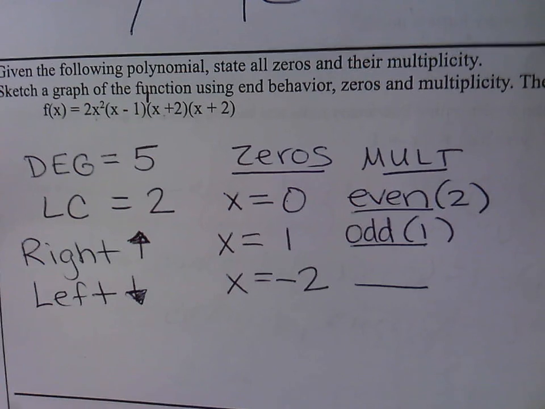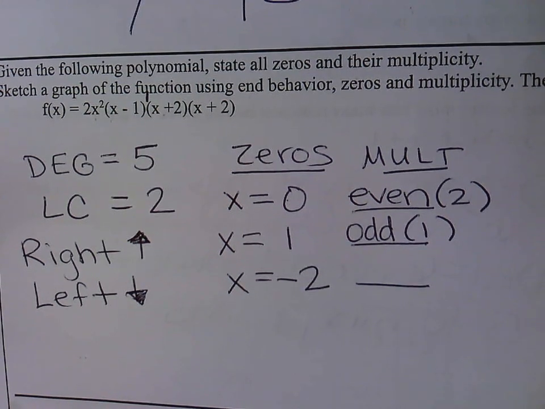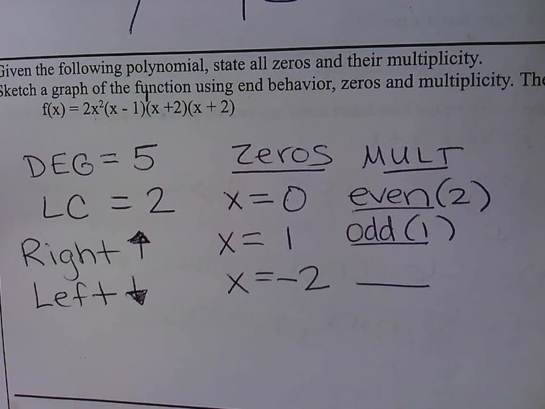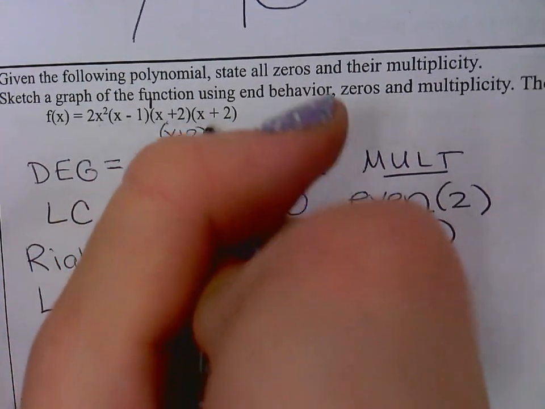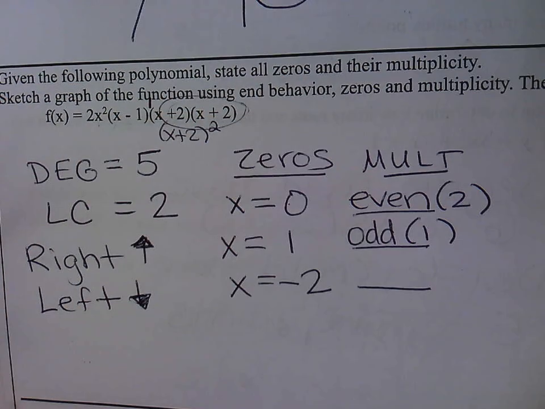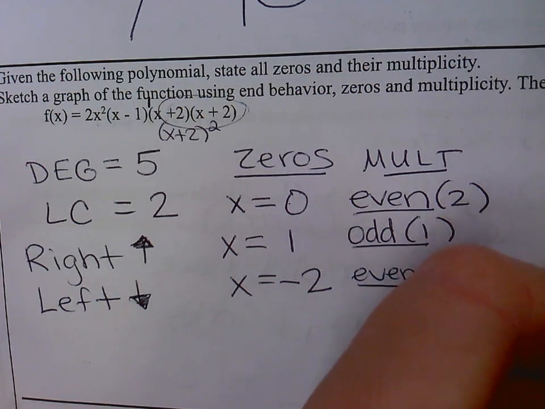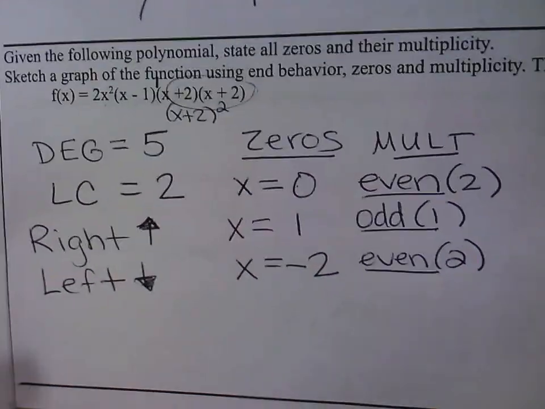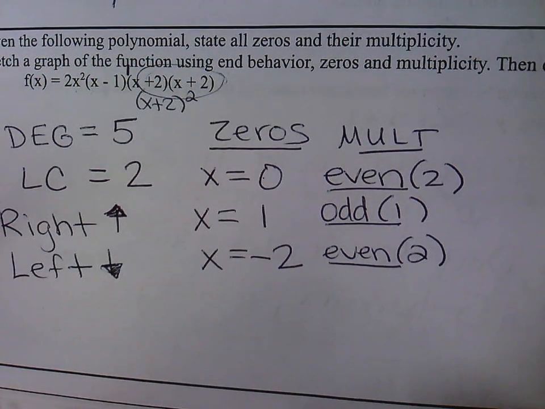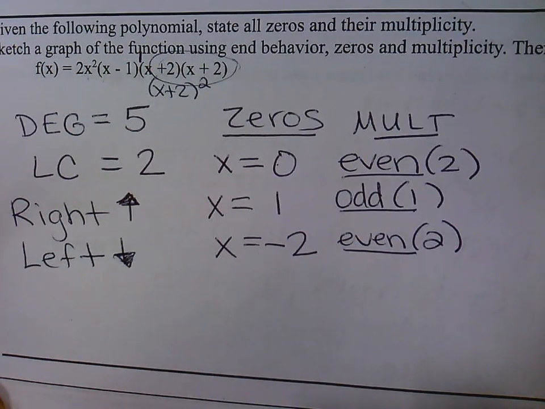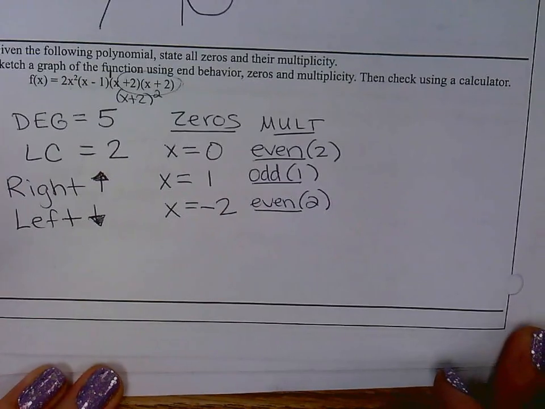All right, trick question. What's the multiplicity of the x plus 2 term? It actually is showing up twice. So even though I didn't write x plus 2 squared, it's showing up 2 times. So it has even multiplicity of 2. So all that information is going to help us graph this polynomial function. This is kind of like putting everything together from this unit.